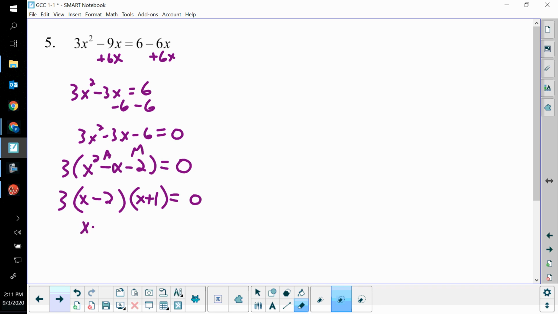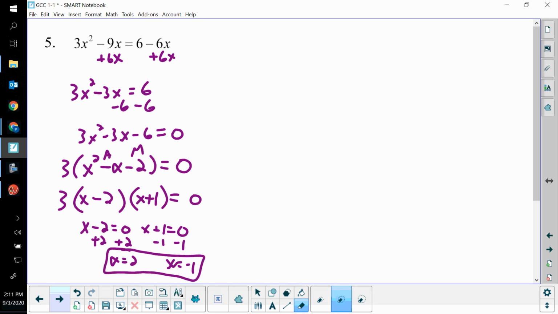We'll set those each equal to 0. And we'll solve for x. And those are our values of x when y is 0. They can be considered the roots of the function. They could be considered the zeros, they're sometimes called. And on a graph, you would see it as where it's crossing the x-axis.